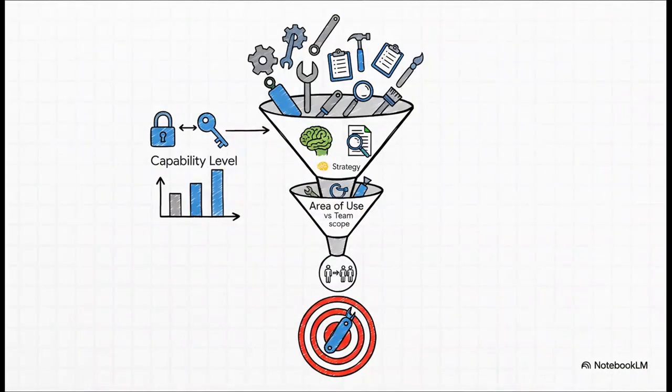So to wrap it all up, here's your game plan. First, always start with the capability level. What can you and your team actually do right now? Second, narrow it down with the area of use to fit your exact problem. And finally, check if it's a solo task or a group effort. If you follow these steps, Annex C takes this really confusing choice and makes it simple and logical.